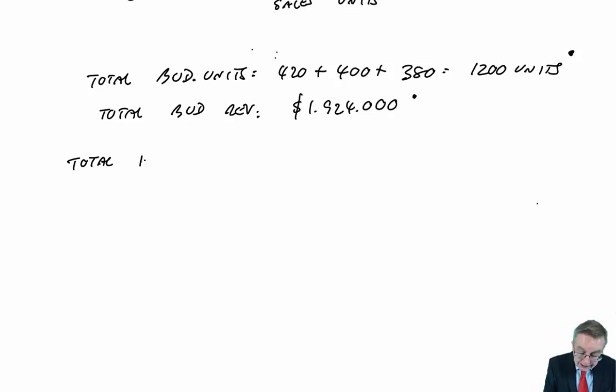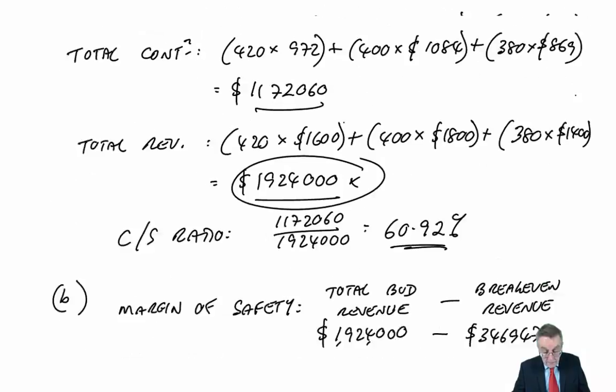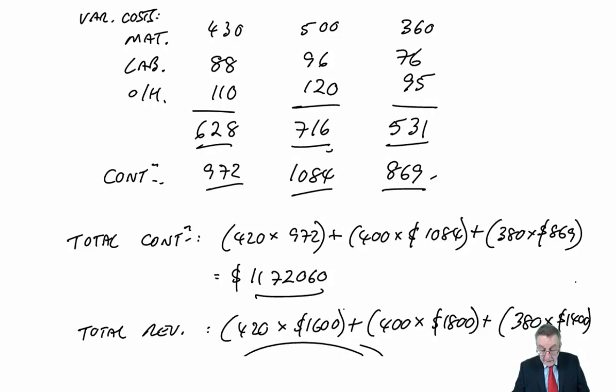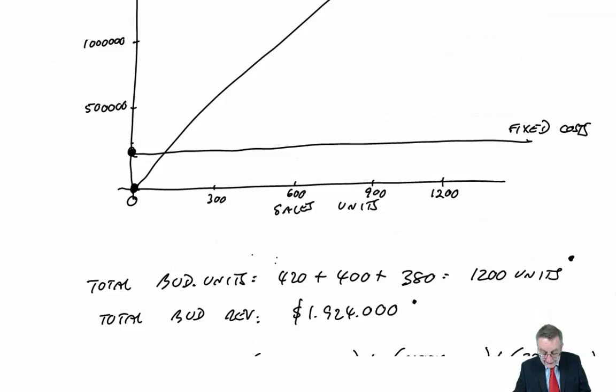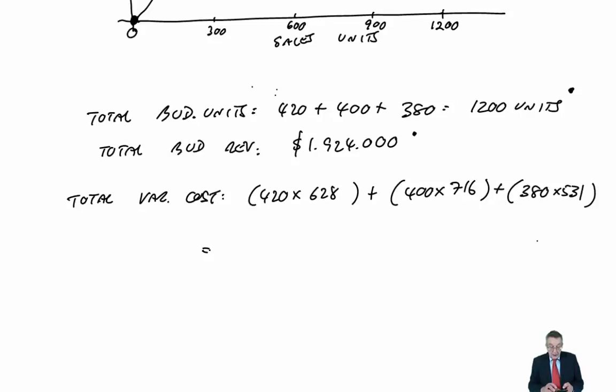So the total variable costs, there's 420 of T, there's 400 of C, 380 of R. And what were the variable costs? 628, 716, I hope I'm remembering correctly, 531. Which gives me a total of 751,940.